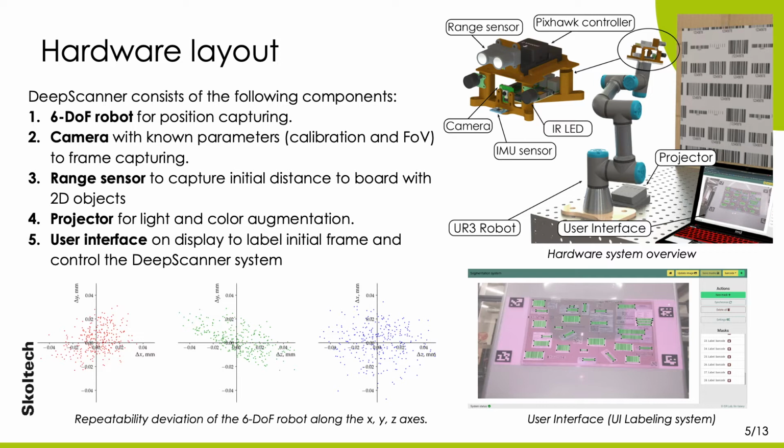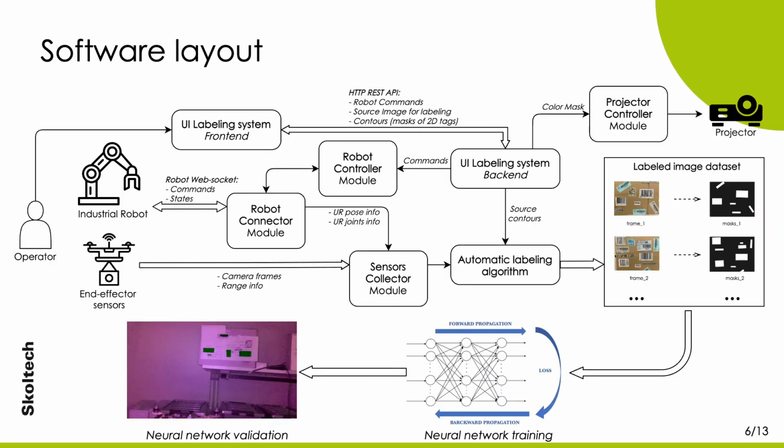Finally, we developed a special UI instrument that allows to label necessary objects. Our software layout is presented in the next scheme. As we see here, the operator labels images with a UI frontend component, then this data is transferred to the automatic labeling algorithm. To collect data from all sensors, a special module was developed. Then this data is sent to the same automatic labeling algorithm. Finally, the result of this algorithm is a folder with a new automatically labeled dataset. Then this dataset is ready to be used in neural network training.